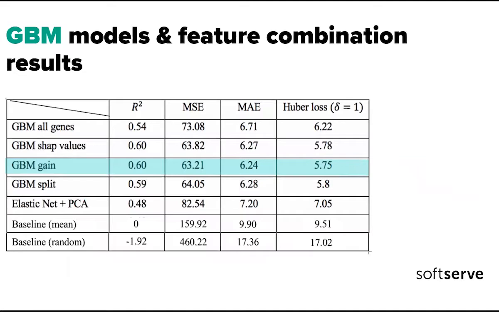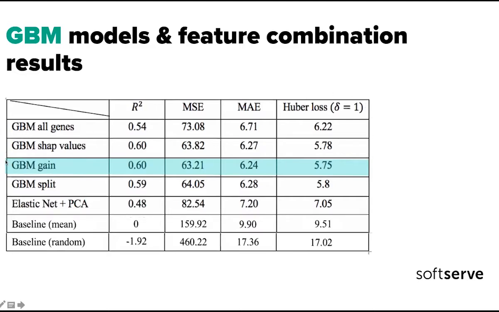And such a schema leads to the following results. So we have here multiple tests. We have just a simple GBM model which has only one round, and it's trained on all genes, and we can see coefficient of determination, mean squared error, absolute error, and Huber loss, which just assigns a bit different weights to the anomalous incorrect predictions. So it's more robust to them.